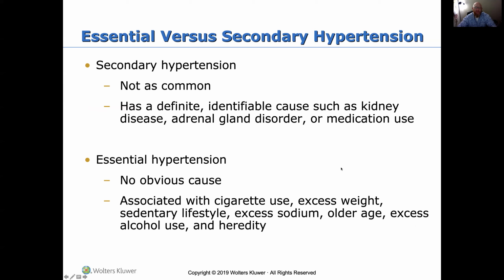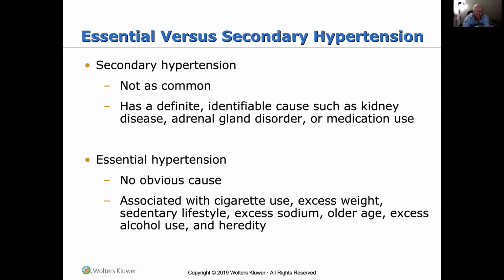Two different types of hypertension. Secondary hypertension is not as common, but there's a definite identifiable cause like kidney disease, a certain disorder like adrenal gland disorder, or medications. A lot of cold medications that you can take. The ones that they have locked up behind the counter now that have like ephedrine in them that people make meth from. Those are the ones that can cause secondary hypertension. They run up your blood pressure. You need to know the difference in these for test time.